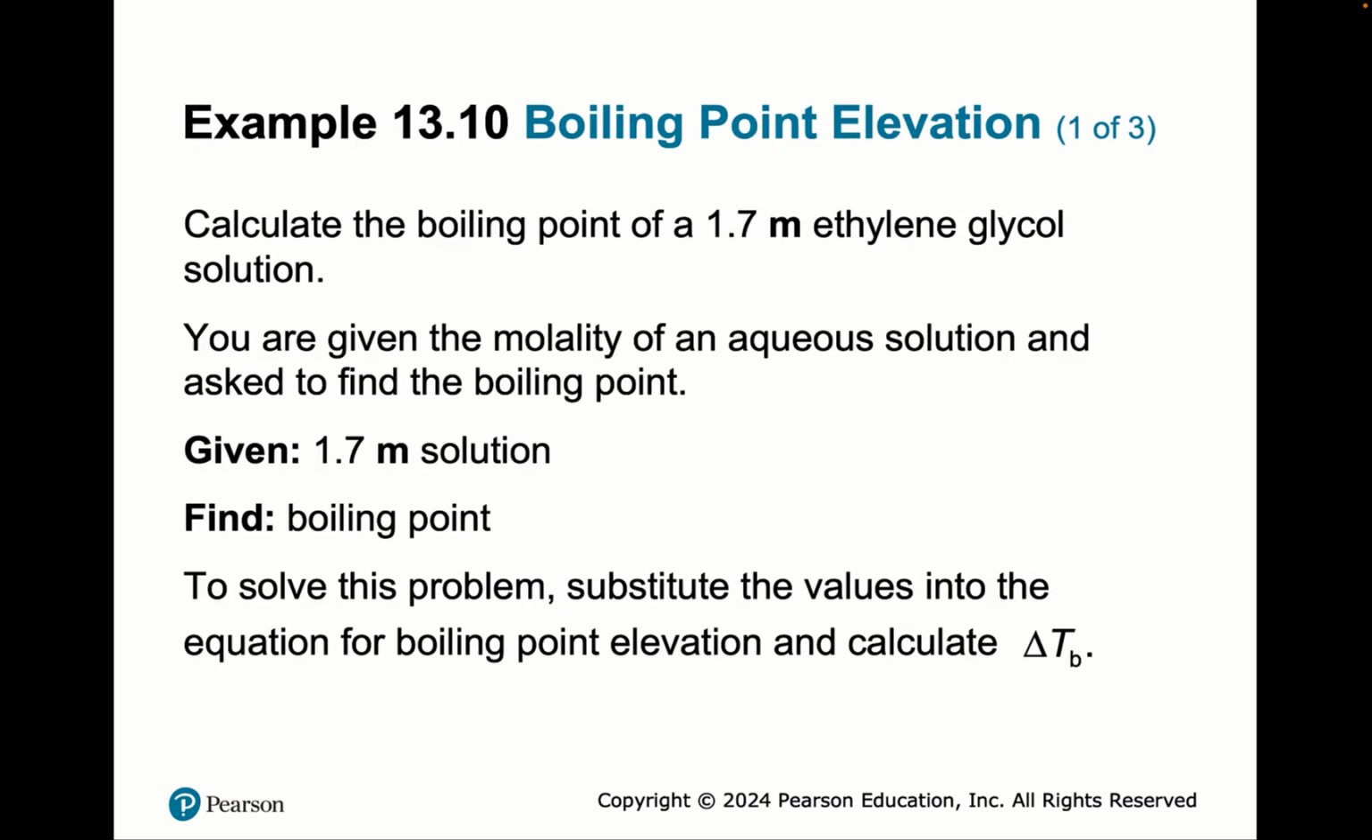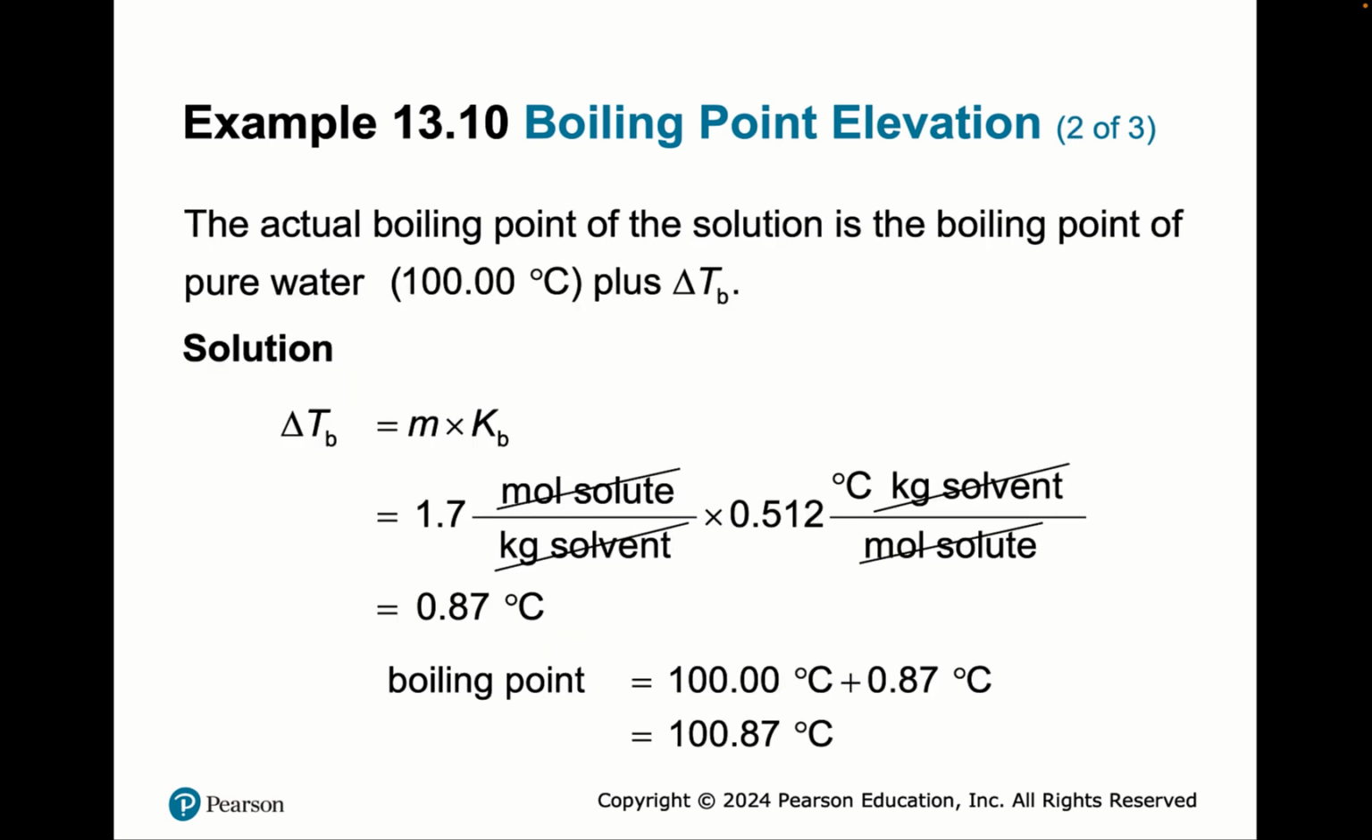Now moving on, we have boiling point elevation. So same solution, 1.7 molal, and get the new boiling point. And so same procedure, except you have to use the Kb instead of the Kf, and we get 0.87, and then we have 100.87 degrees Celsius is the new boiling point of this solution.